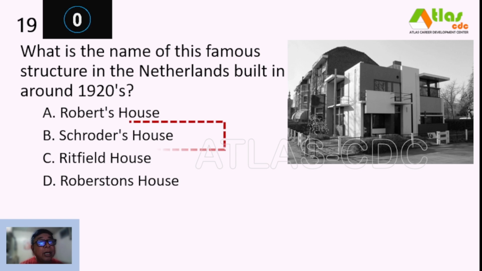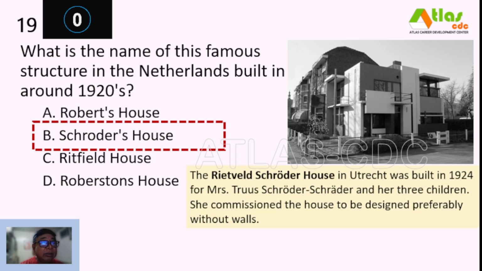And our correct answer is letter B, Schroeder's House. So the Rietveld Schroeder House in Utrecht was built in 1924 for Mrs. Truus Schroeder and her three children. She commissioned the house to be designed preferably without walls.